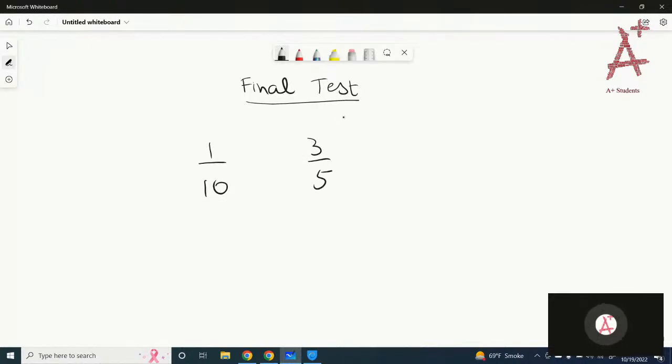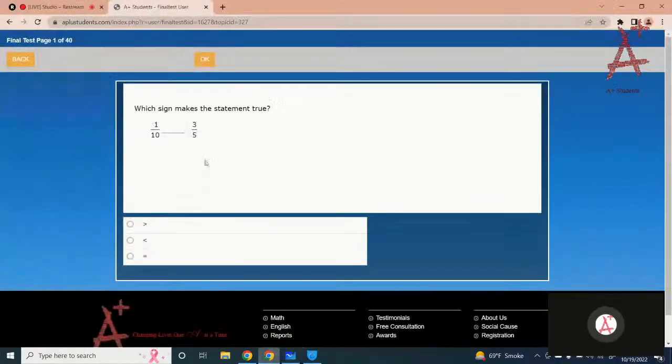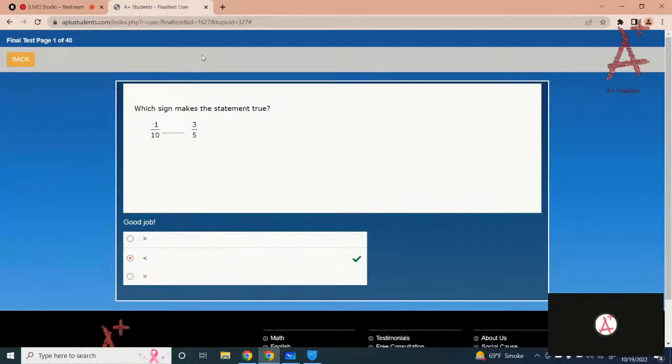So 1 by 10 is 0.1 and 3 by 5 is 0.6. So which one, 0.1 is less than 0.6 or greater? 0.1 is less than 0.6. Got it? So that means the correct option is the less than. Got it? Select the correct option and then click on the OK button.